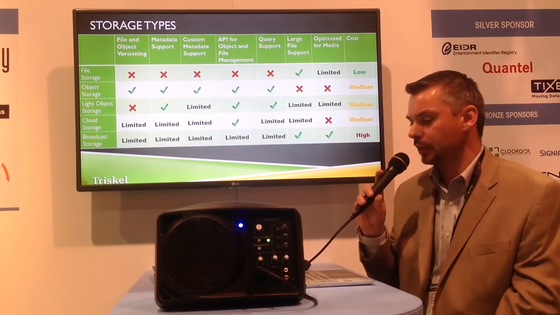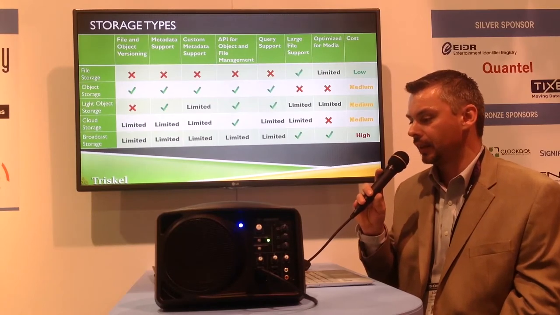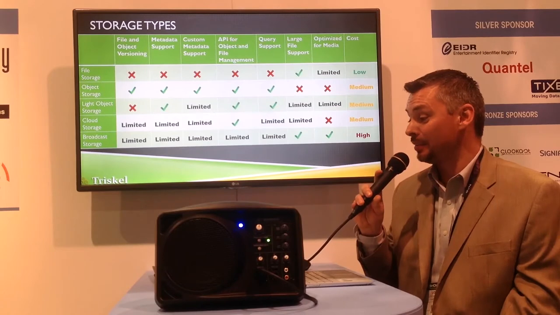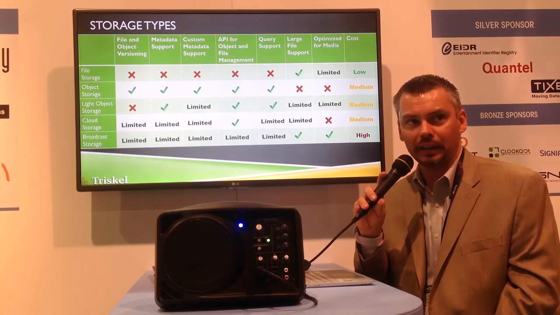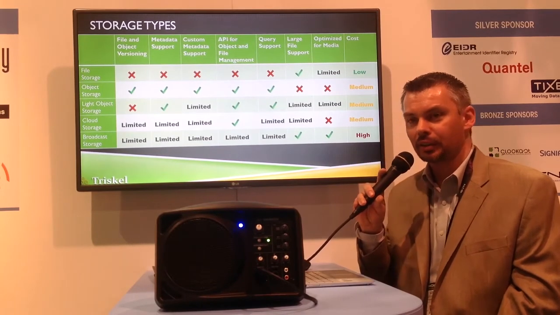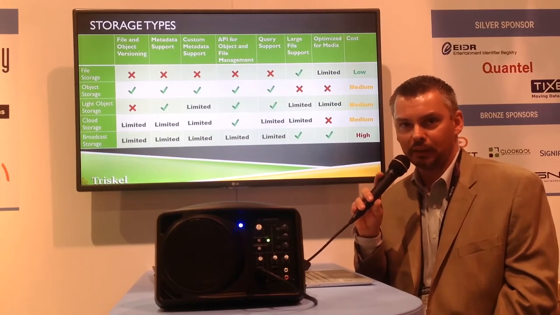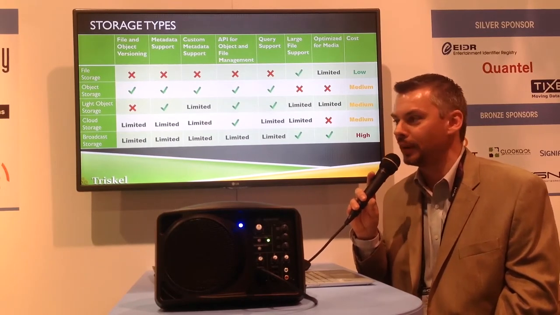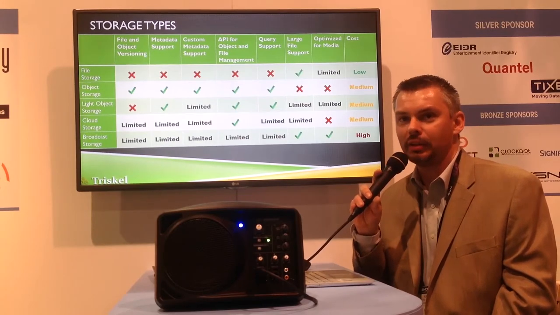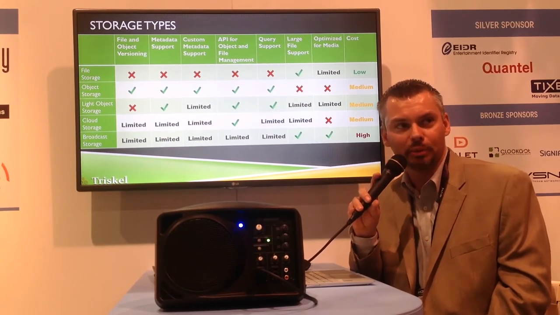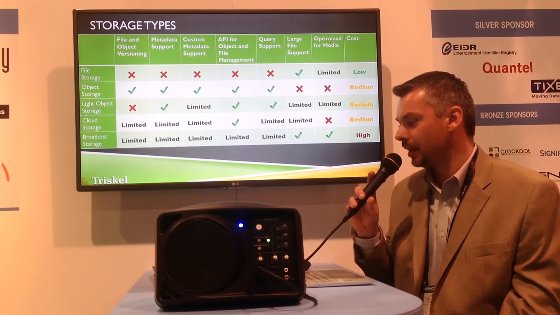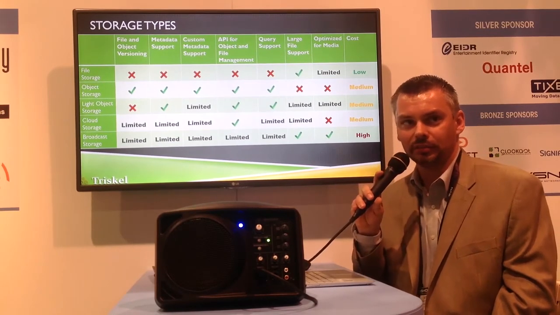So looking at the other storage types listed here, object storage has a lot of the capabilities, but it fails in dealing with large files, because they were not intended to store media files in the first place. They were intended to store documents. When you say document, talking about file-based documents. So if anyone has a Word document that is more than 5 gig, I would like to see it. Optimized for media? Absolutely not.